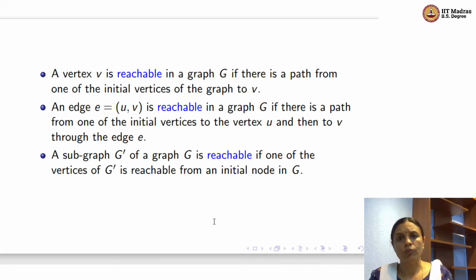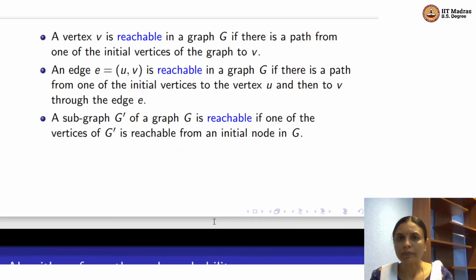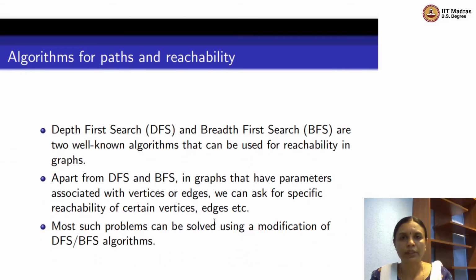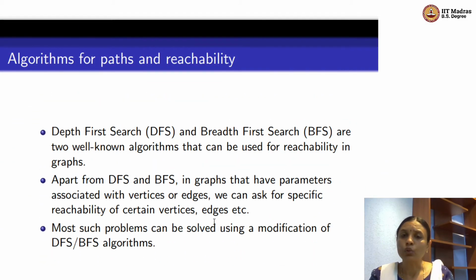How do I know whether a particular vertex is reachable or not? Are there algorithms to solve for reachability? Yes, there are. There are two popular basic algorithms that serve as a backbone for several reachability problems related to graph theory. One is depth first search, the other is breadth first search. Depth first search abbreviated as DFS, breadth first search abbreviated as BFS. So, we will use BFS and DFS as well known algorithms that can be used to talk about reachability properties in graphs. So, we will use them for testing also.